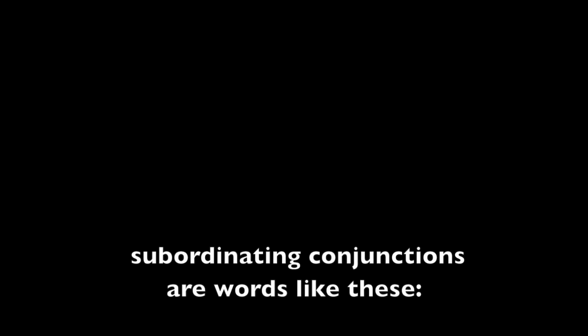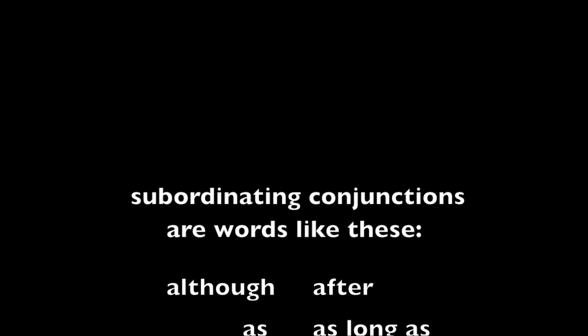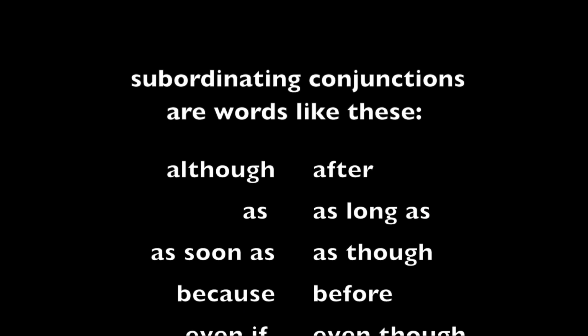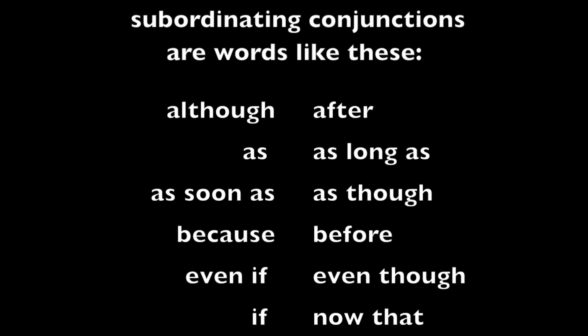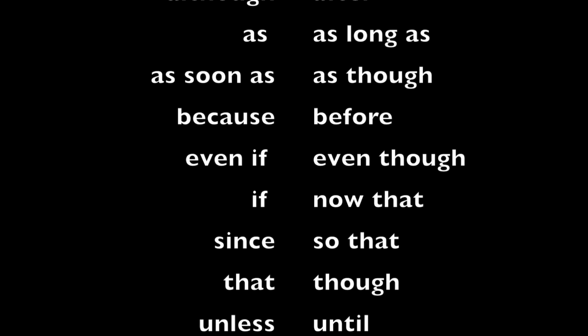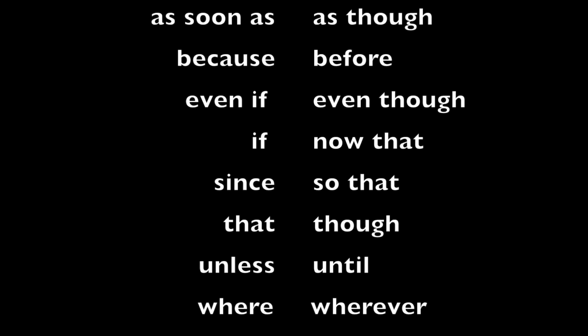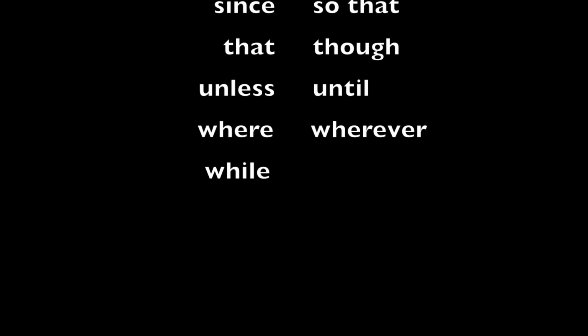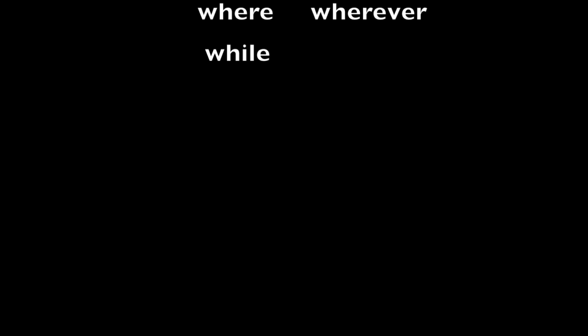Subordinating conjunctions are words like these: although, after, as long as, as soon as, as though, because, before, even if, even though, if, now that, since, so that, though, unless, until, where, wherever, and while.